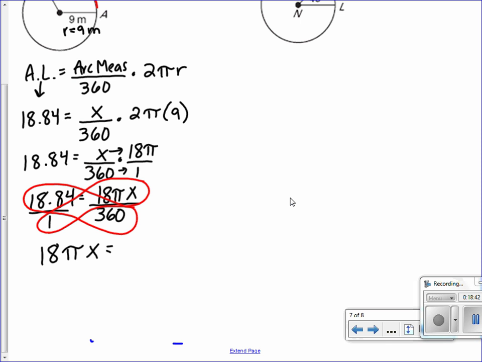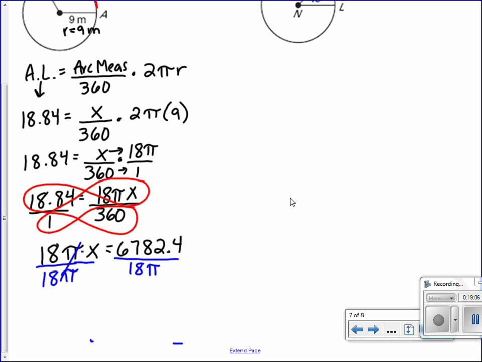And then we'll do 18.84 times 360, which is 6782.4. And this is kind of what we did earlier in our notes. You can think of 18 pi as one group, and it's being multiplied to x. If I just want to get x by itself, I'm going to divide it by 18 pi.